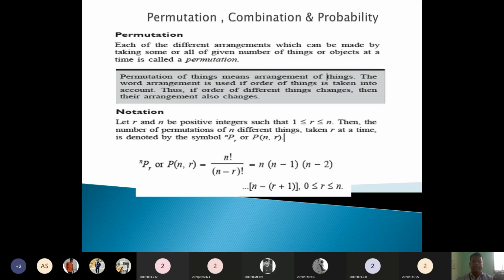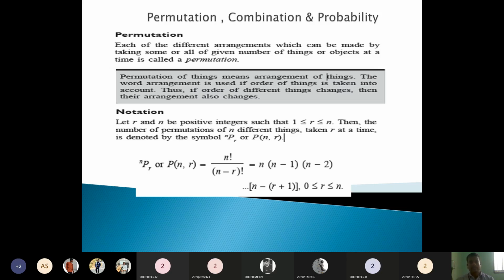We take three letters, A, B, C. Take two letters at a time and arrange them. So what will be the different ways you can arrange them? What will be the permutations from the letters A, B, C, taking two letters at a time? We can take two letters in this manner, with different selection and arrangement. So that is the first one.